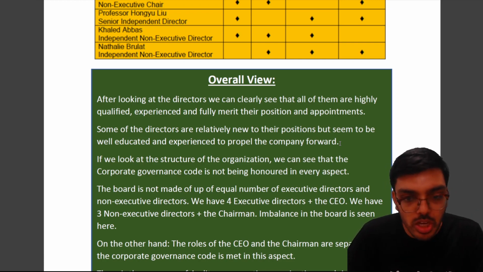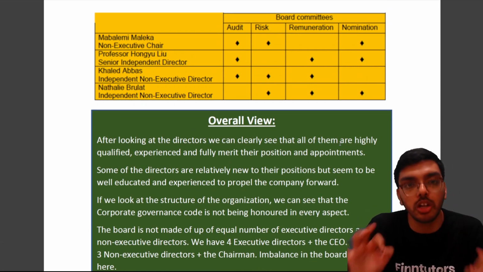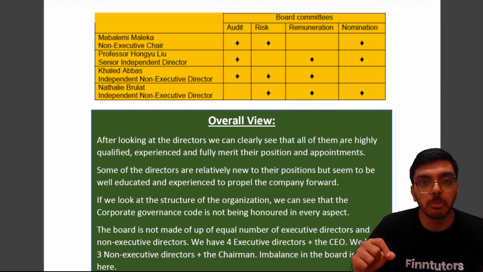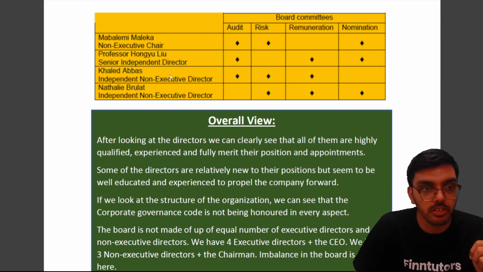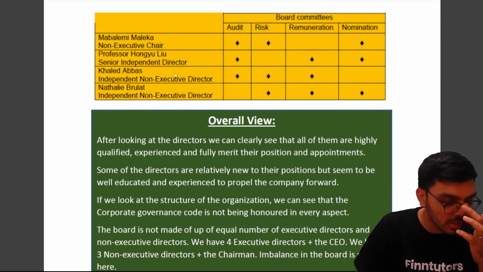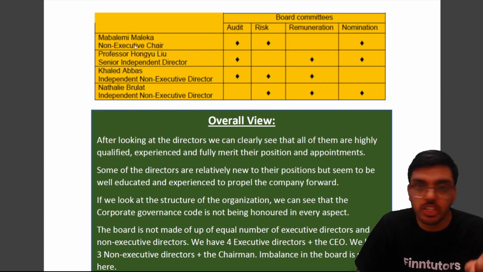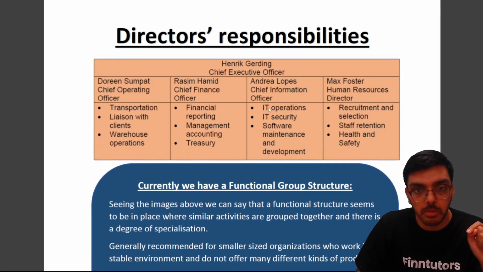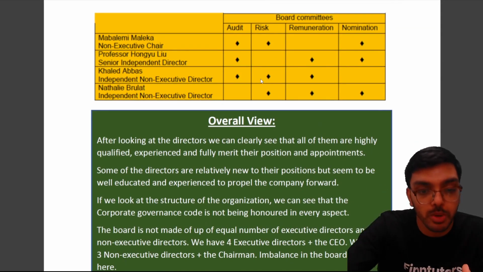If we look at the structure of the organization, we can see that the corporate governance code is not being honored in every aspect. Firstly, the board should be made of equal number of executive directors and non-executive directors. If you see non-executive directors, we have 3 plus 1, which is the chairman. If you see the executive directors, we have 4 plus 1, which is the CEO. So there is an imbalance in the board of director composition.